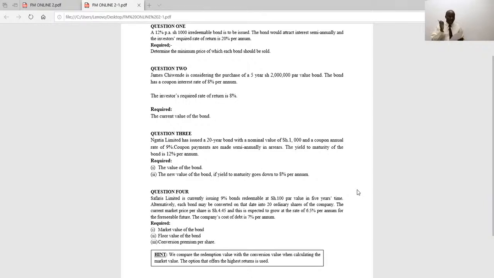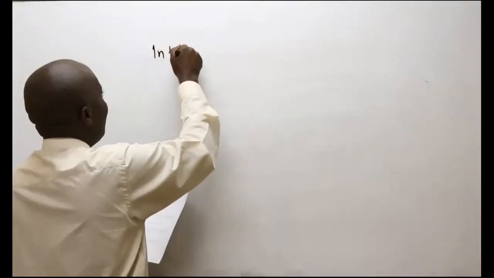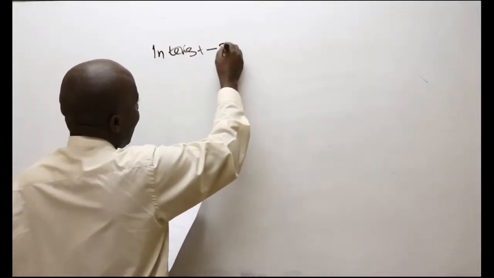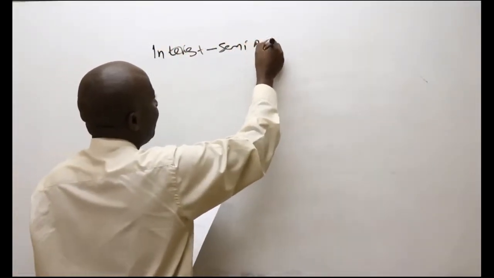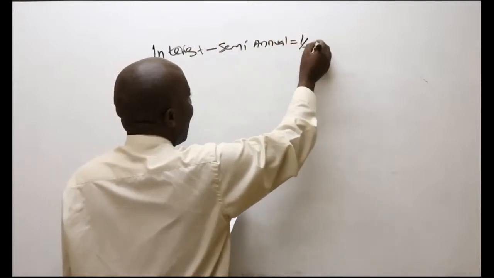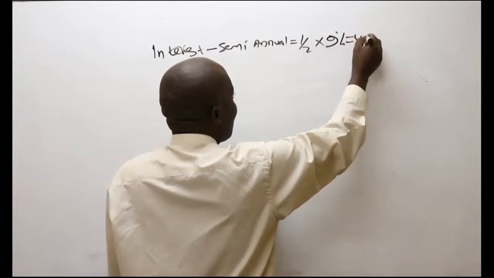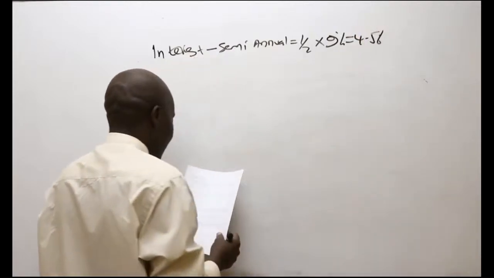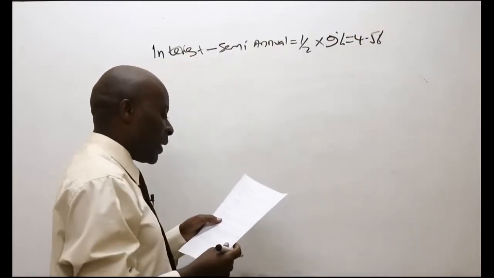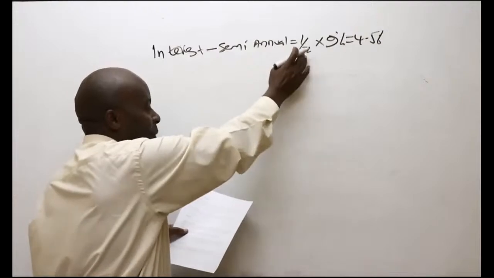So if it's semi-annually, then I have to get my interest, which now will be semi-annual, every 6 months. That will be a half of what? The rate given there is 9%. So this will give us 4.5%. Then you have told coupon payments are made semi-annually. That is why I ended up using a half there.